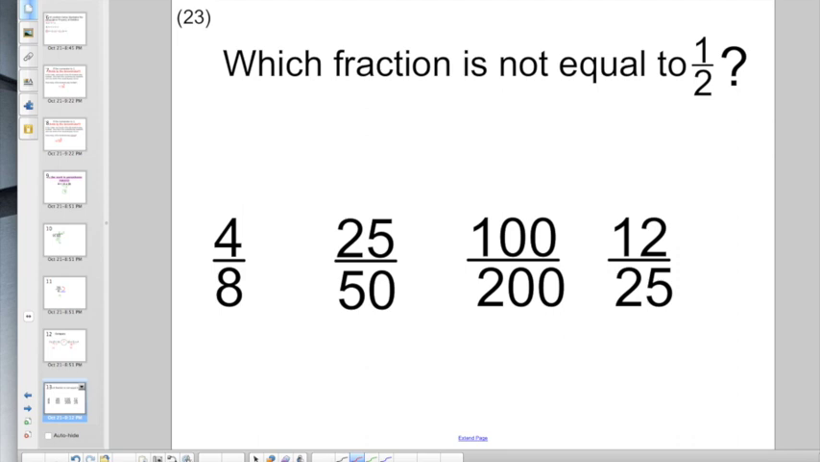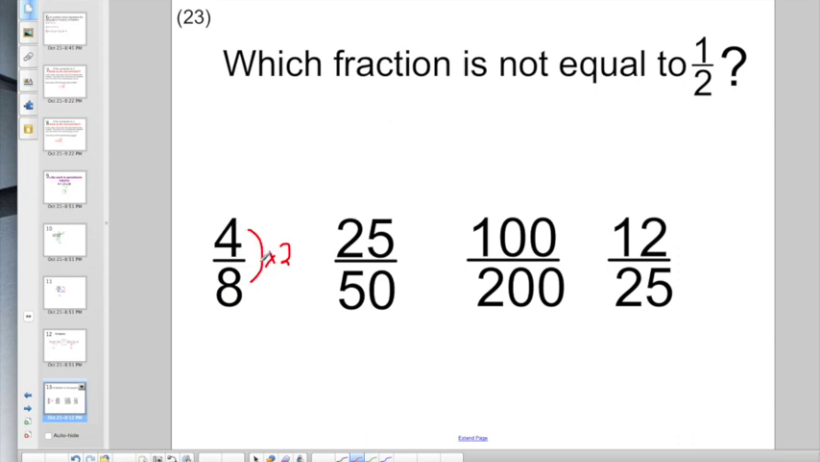So check out these guys. Which fraction is not equal to a half? I still got people writing the big number up on top. Look at all these fractions. Do you see anyone where the numerator is larger than the denominator? No, I don't see one like that either, right? In order for a fraction to be equal to a half, if you started with the numerator and timesed it by 2, it's going to equal the denominator.